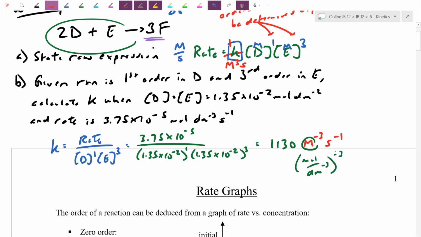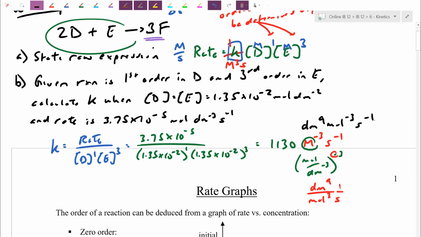The negative means you're going to flip the fraction over. It's going to be decimeter on top. 3 to the power 3 is going to be decimeter 9, and then mole to the 3, and then we're going to have seconds to the minus 1. So that's also on the bottom here. Now you can write it all in one long row. You can say it's going to be 1130 decimeter 9, mole to the negative 3, and seconds to the minus 1. And that's how you write it in one long row there.